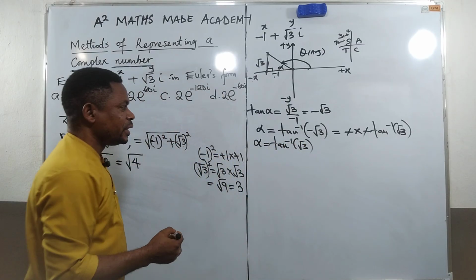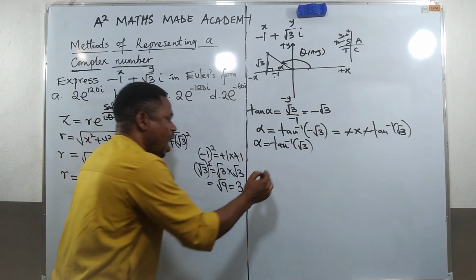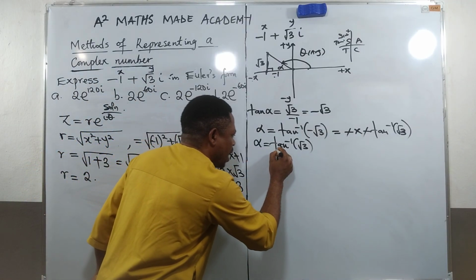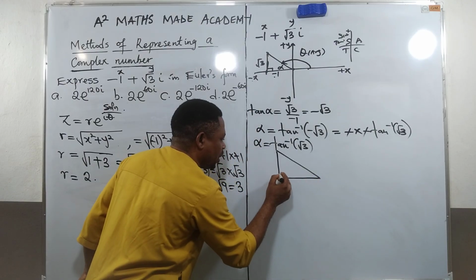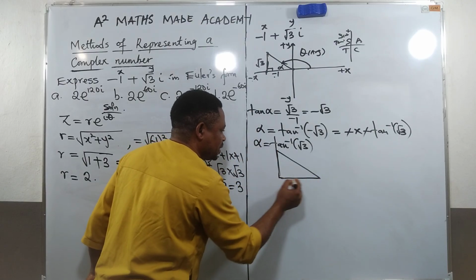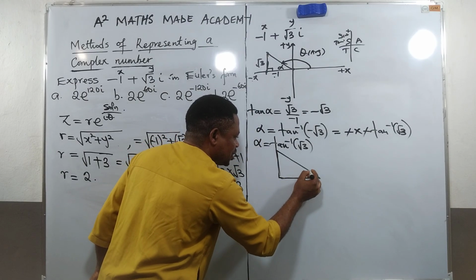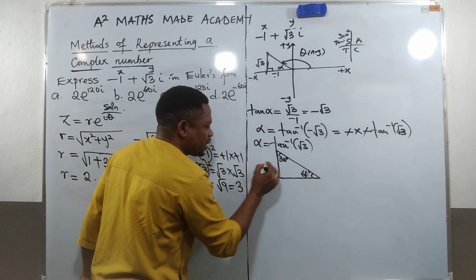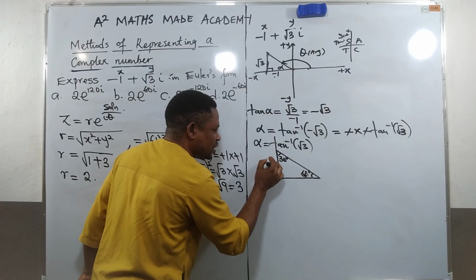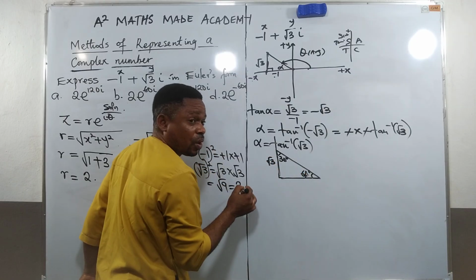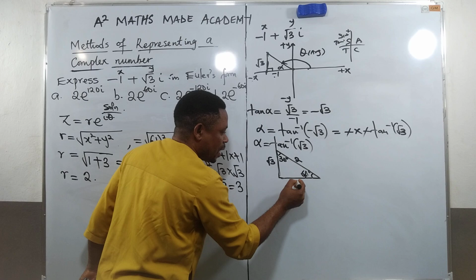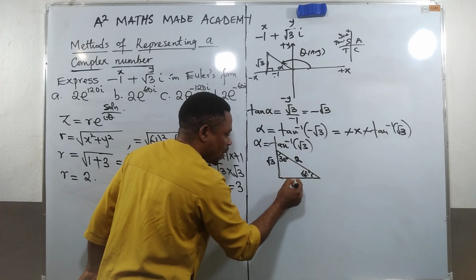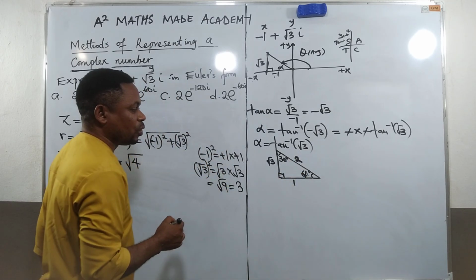Then what do we do? This is a special angle. I will now draw an equilateral triangle that was bisected into 2. This one is 60 degrees and this one is 30 degrees. Anytime you are observing this particular angle, this is a constant value, which is root 3. This one is root 2. And when this one is 2, and this one is 1. This is a right angle triangle.